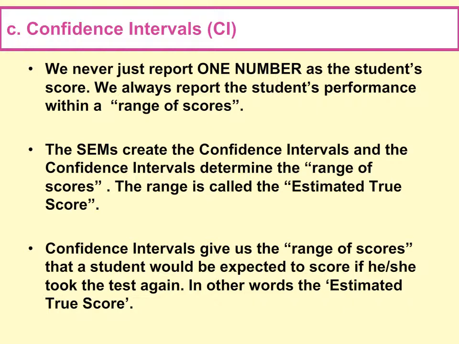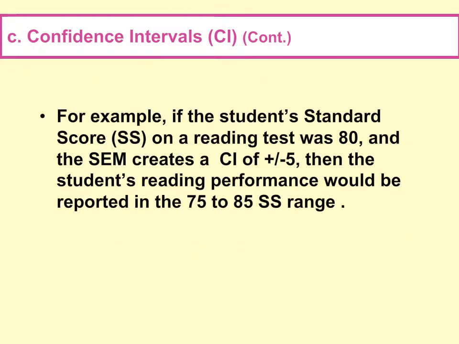We never just report one number as the student's score. We always report the student's performance within a range of scores. The SEMs create the confidence intervals, and the confidence intervals determine the range of scores. The range is called the estimated true score. Confidence intervals give us the range of scores that a student would be expected to score if he or she took the test again. In other words, the estimated true score.